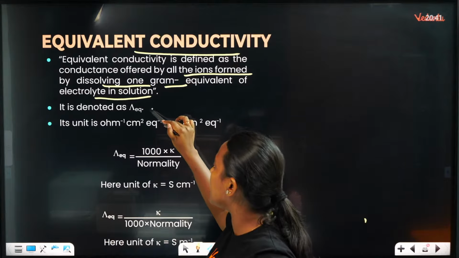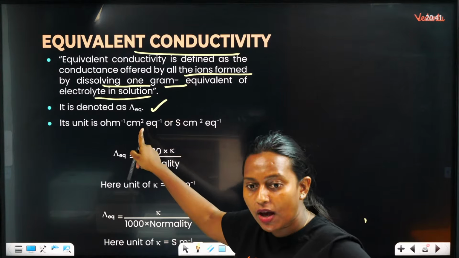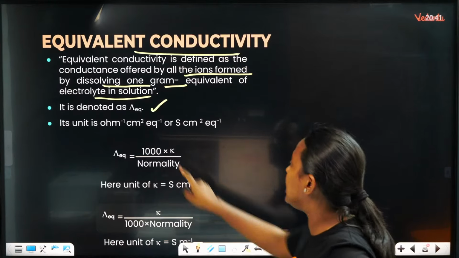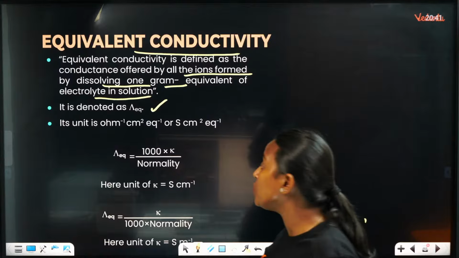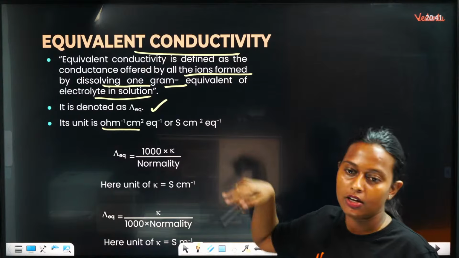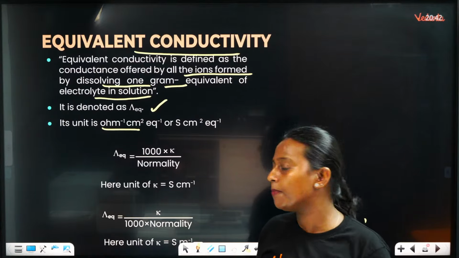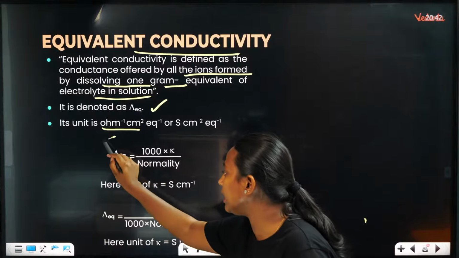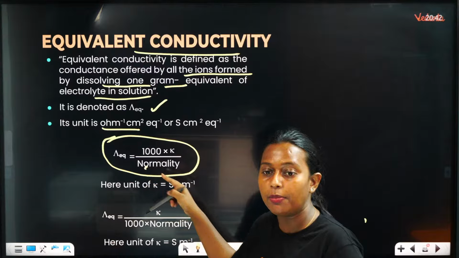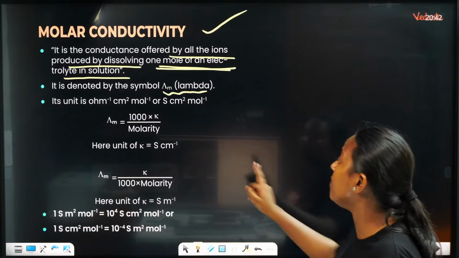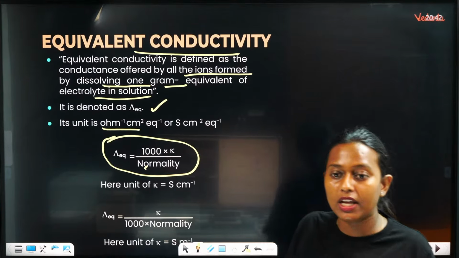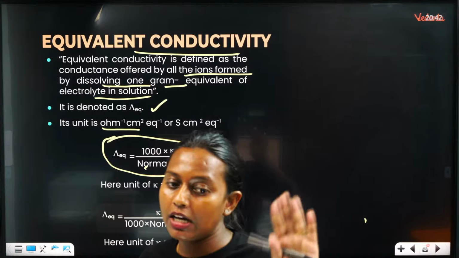It is denoted as lambda equivalent, lambda eq, and molar is lambda m. It's very important. The unit is ohm inverse centimeter square equivalent raised to -1. I hope it's clear. So what is the difference here? Lambda equivalent is equal to 1000 into k divided by normality. Here it is molarity, there it is normality. That is the difference between equivalent conductivity and molar conductivity in the equation.